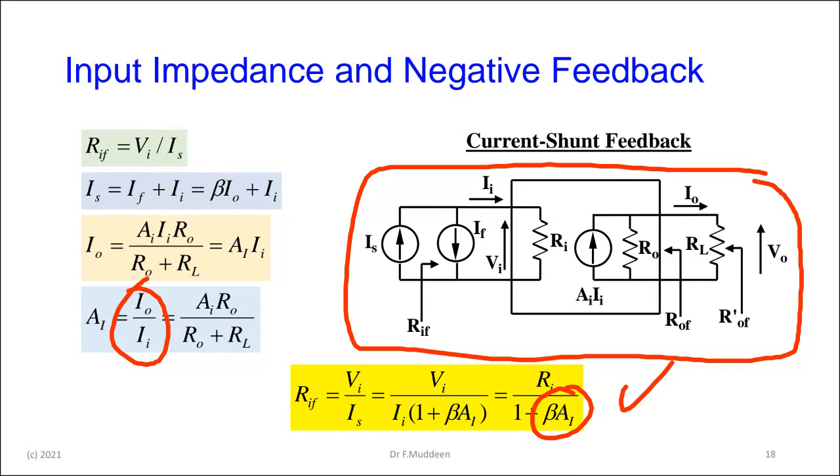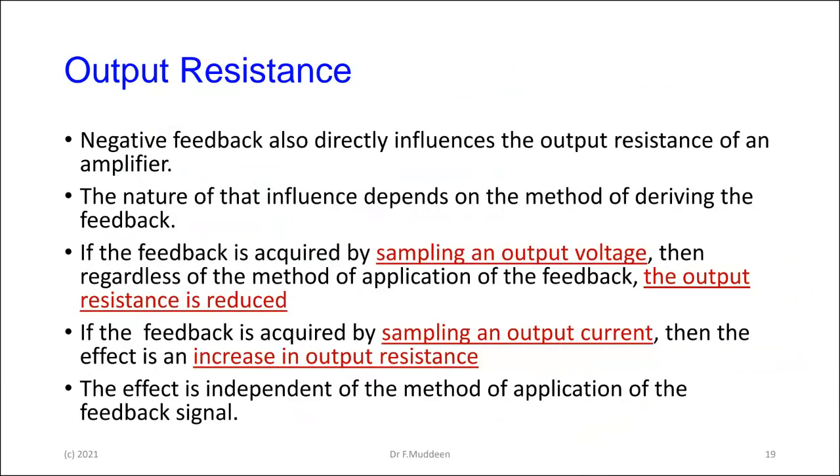Right, so that's input resistance, and let's see what happens with output resistance. As you would expect, the output resistance also varies. In this case, we have to look specifically at how we take the output, whether we're sampling voltage or current. If we sample the output voltage, then the output resistance is reduced. If we sample the output current, then the feedback increases the output resistance. And conceptually, again, you remember why.